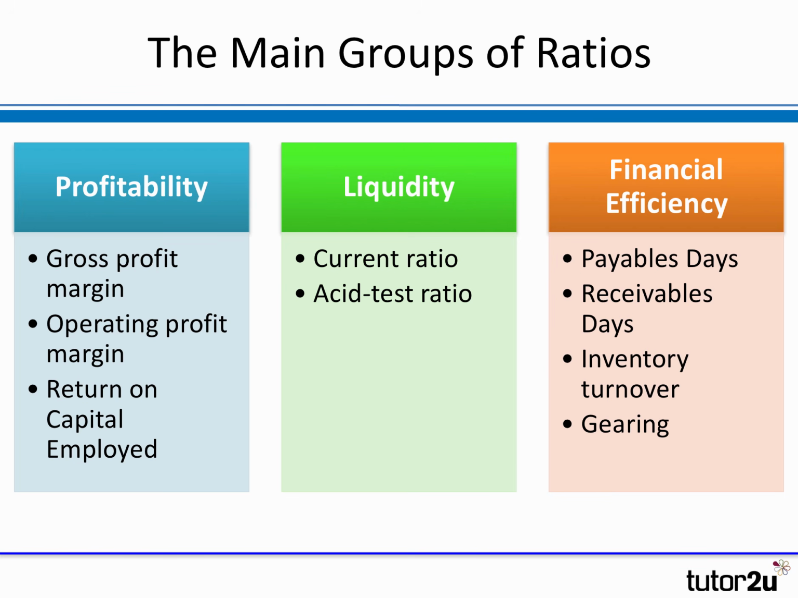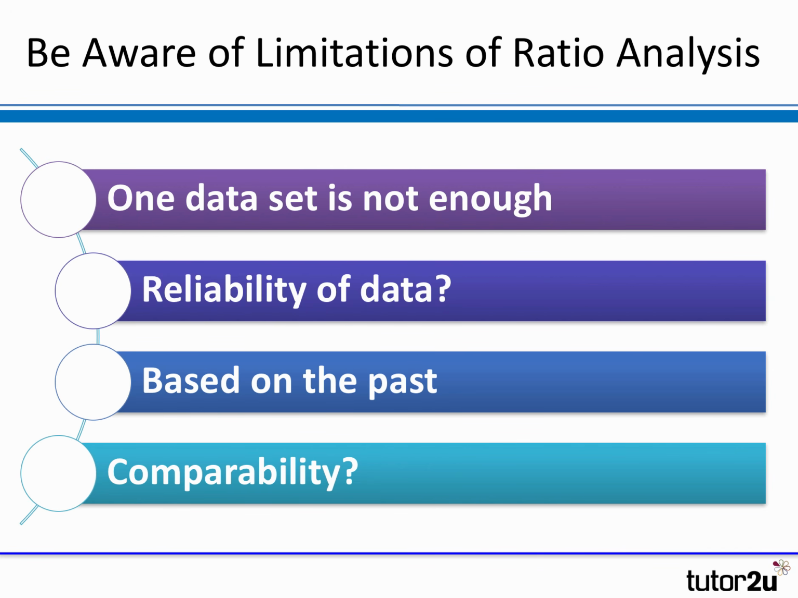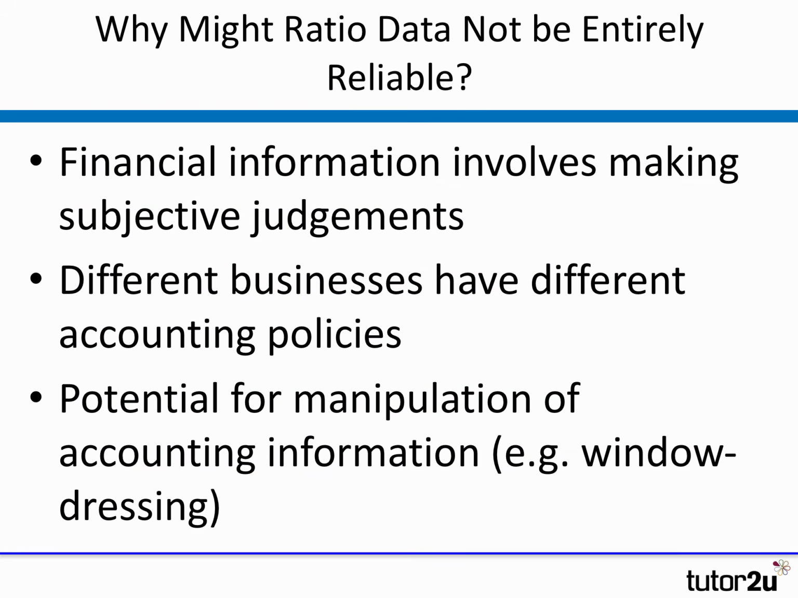But are they enough? What are the limitations of those ratios? Let's just quickly look at some of the key evaluation points there. I guess the first thing to say about ratios is that, of course, simply calculating a ratio using one piece of data is never enough. You need to look beyond just one ratio, one piece of data. Also, you can question how reliable the data is, in particular because it's typically based on historical financial accounts. And also you need to have a think about whether the data you're looking at is comparable. Let's just briefly look at those in a bit more detail.